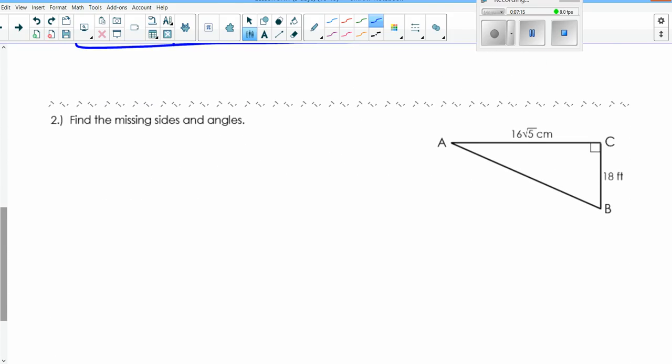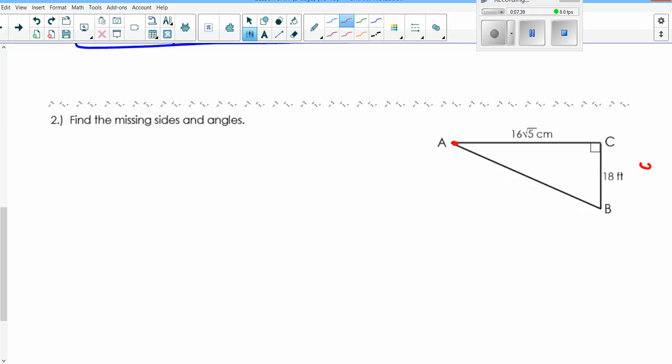Find the missing sides and angles, so same type of thing, but now instead of being given a side and an angle, we're given 2 sides like we had yesterday. Okay, so this would be a good place to pause and try this on your own since you had it for homework. Okay, so assuming you're checking your answer, I'm going to use this as my reference angle.